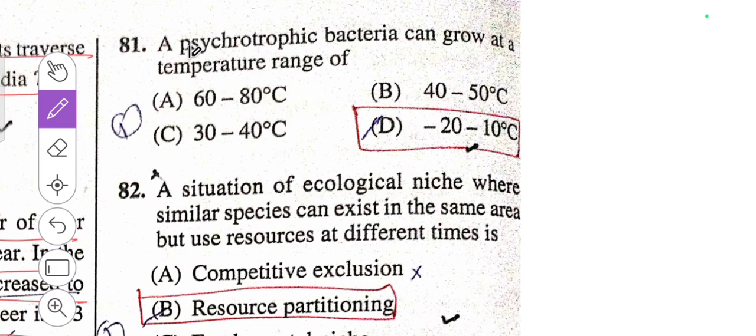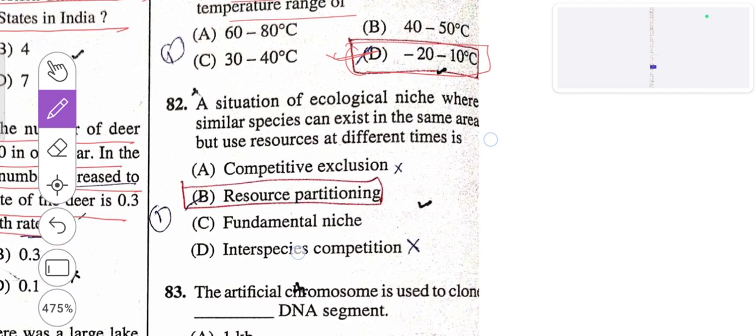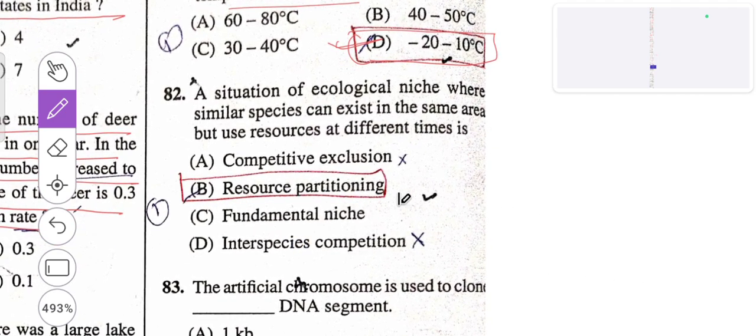A psychrotropic bacteria can grow at a temperature range of, that is, a colder environment. That is T is the right answer. -22 to -10 degrees Celsius.